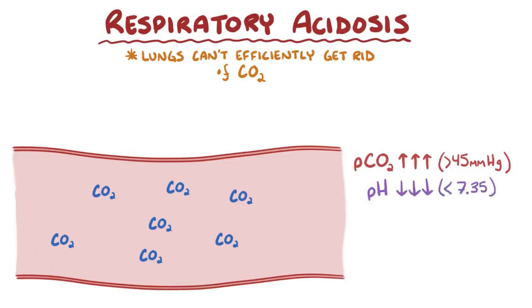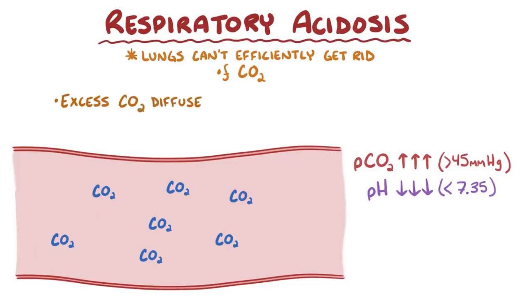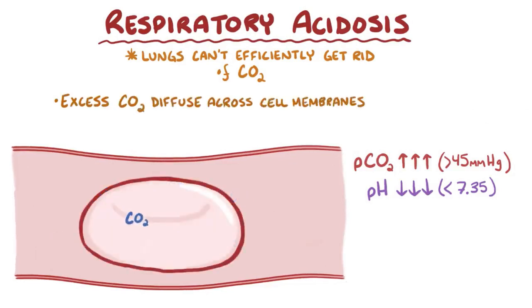To compensate for this decrease, the body has designed several mechanisms. If the respiratory centers are working, then they try to increase the rate and depth of ventilation. If that doesn't work, then some of the excess carbon dioxide diffuses across cell membranes, especially into red blood cells, where it reacts with water molecules and forms carbonic acid, which eventually gets converted into hydrogen ions and bicarbonate ions. The key here is that this bicarbonate can quickly escape to the circulation, trying to counteract the increased partial pressure of carbon dioxide and keeping the pH from getting too low.